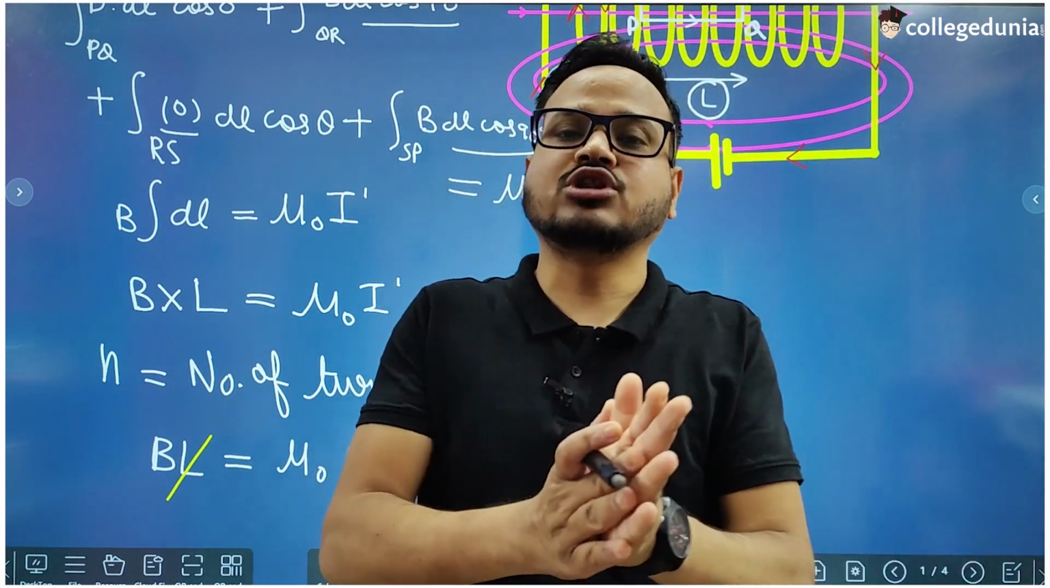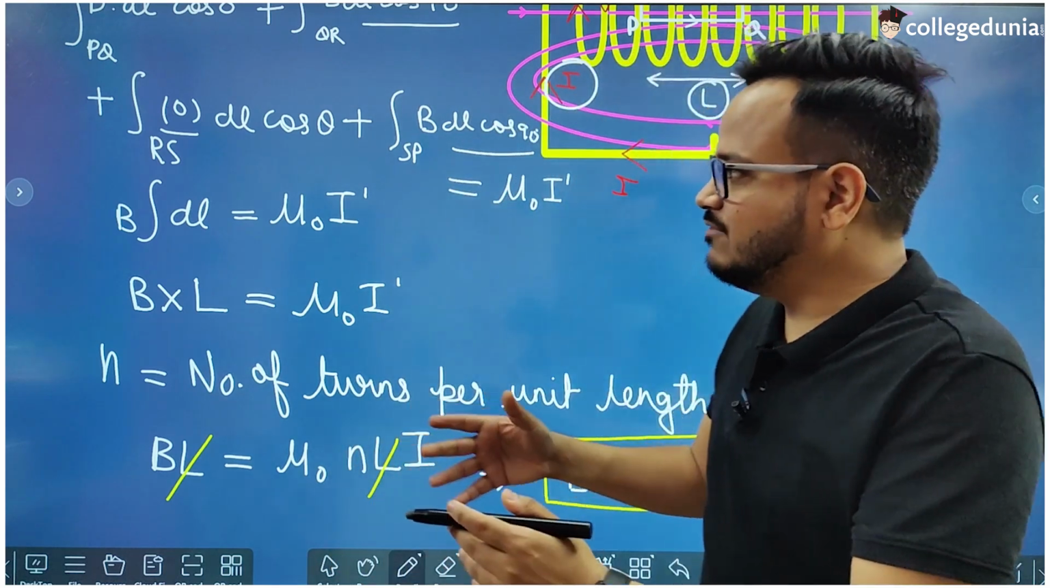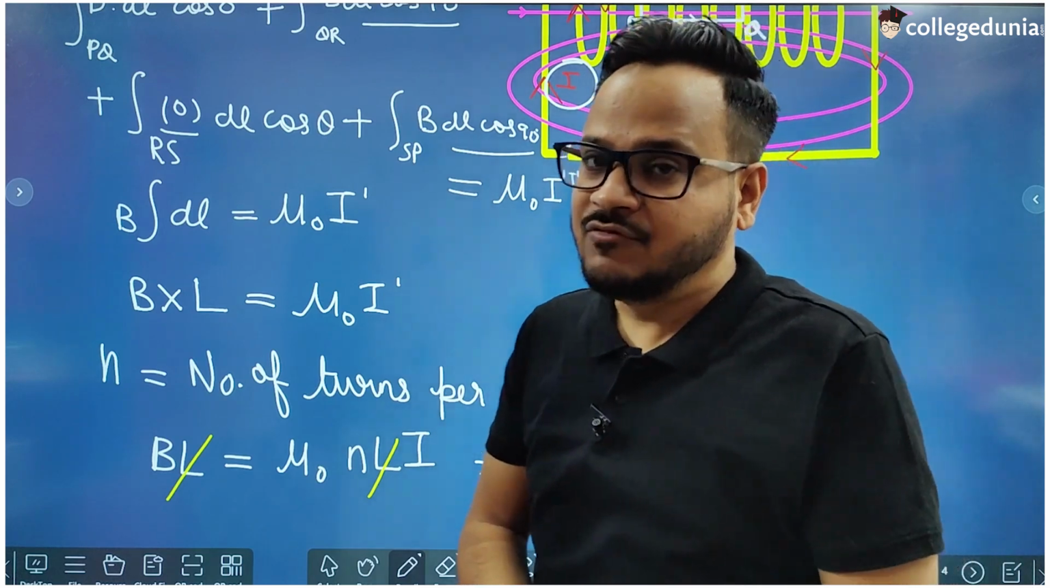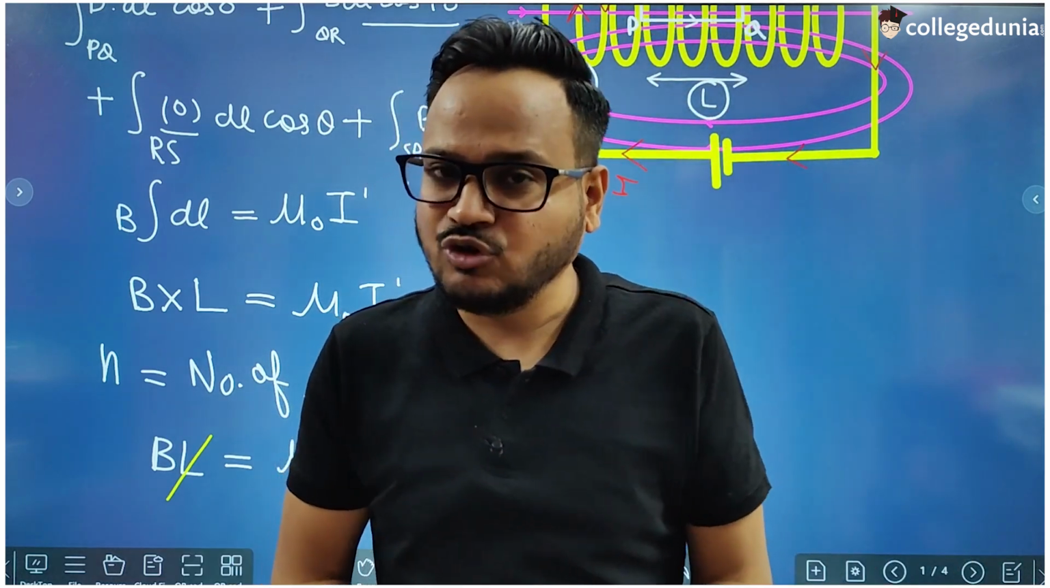So this was all about the magnetic field of the solenoid, the derivation and everything. This is a very important topic in class 12th physics chapter 4, so you have to prepare it very carefully.